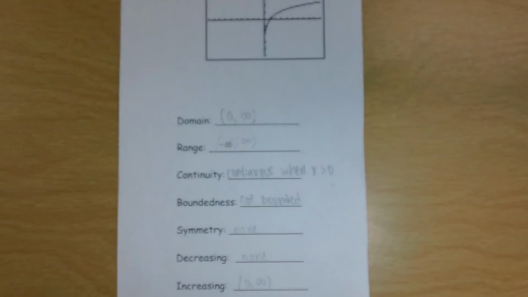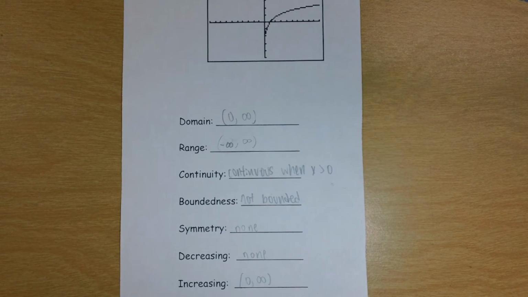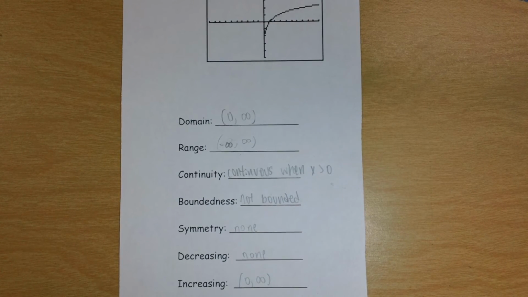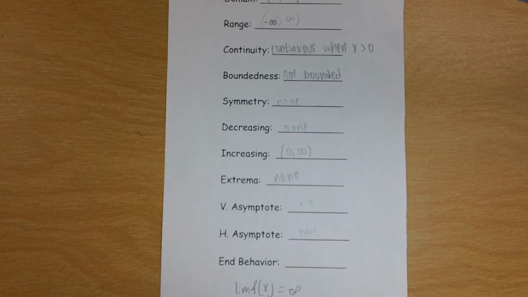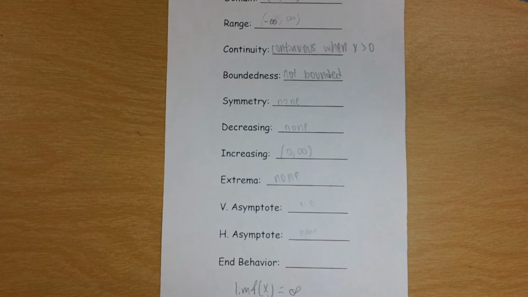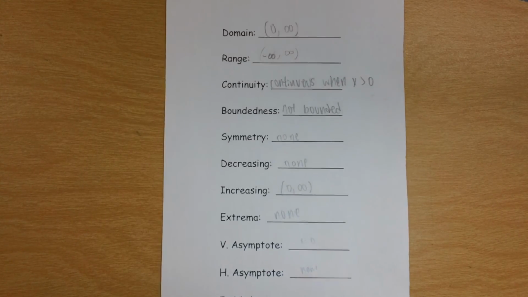There is no horizontal asymptote, and the end behavior is the limit of f of x as x approaches infinity, y goes to infinity. And as x approaches negative infinity, y approaches negative infinity.